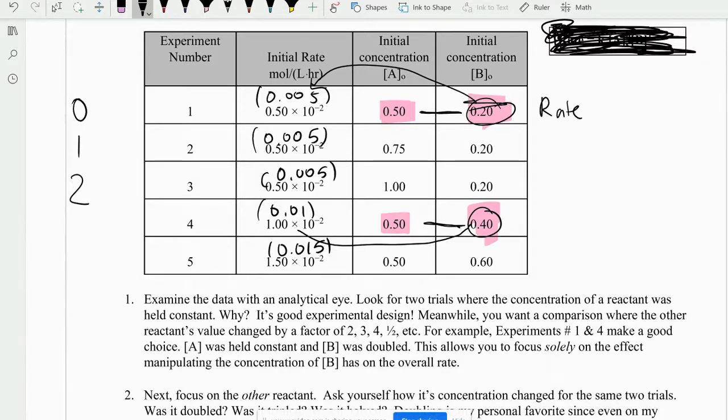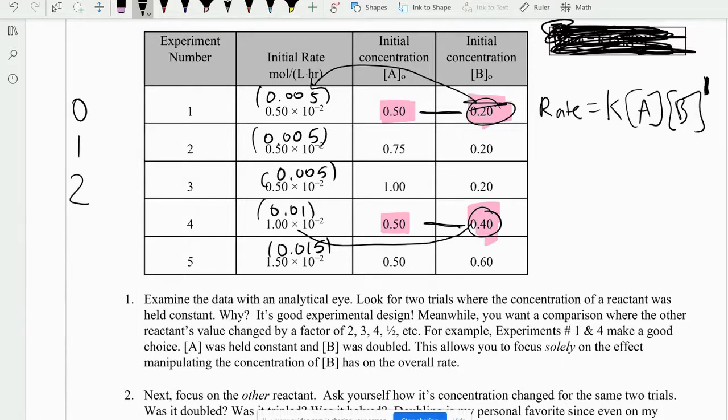So to start writing that rate expression, you would say rate equals, and don't forget you're always going to have a rate constant, and we'll come back to that. We're trying to figure out the order for A. We haven't done that yet, but we just determined that the order for B was first order.